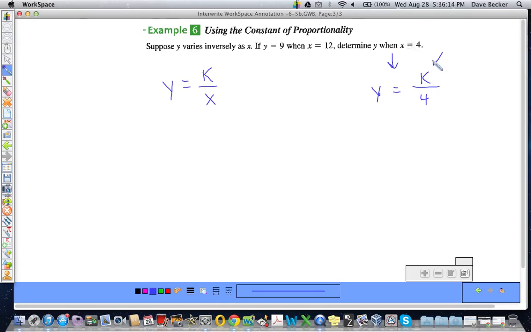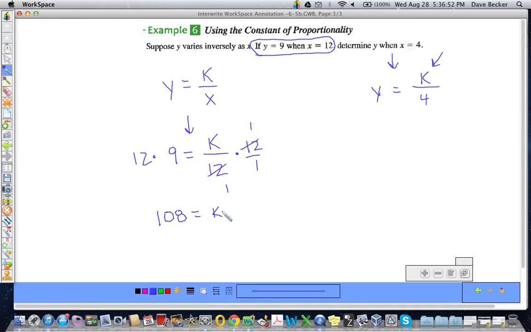Well, if I knew what k was, that would be easy. I would just take k and divide it by 4. Well, I can find k with this previous information. I know that y equals 9 when x equals 12. So that's going to be k over 12. Well, now I can easily solve for k. Multiply both sides by 12. The 12s cancel out because 12 over 12 is 1. 12 times 9 is 108. And that is equal to k because k times 1 divided by 1 is k.